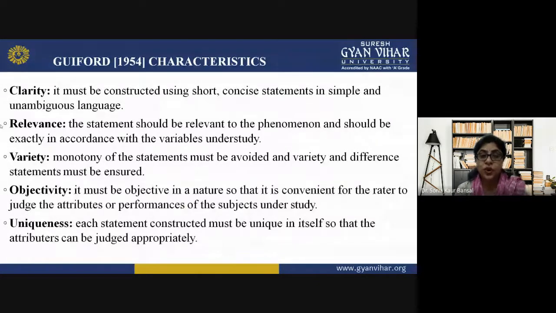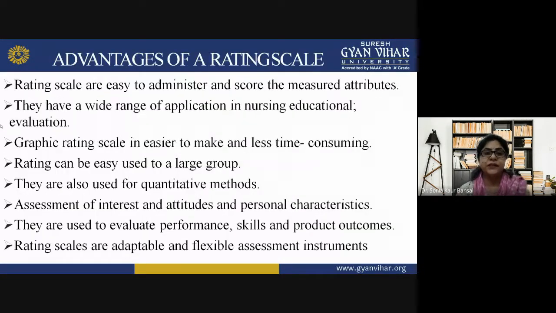Variety. Monotony of the statements must be avoided, students, when you are rating something. And variety and different statements must be ensured. Objectivity. It must be objective in its nature, students, so that it is convenient for the rater to judge the attributes and performances of the subjects under study. Then uniqueness. Each statement constructed must be unique in itself so that the attributes can be judged appropriately. So remember, clarity, relevance, variety, objectivity and uniqueness are the important characteristics given by Guilford in 1954 related to rating scales.